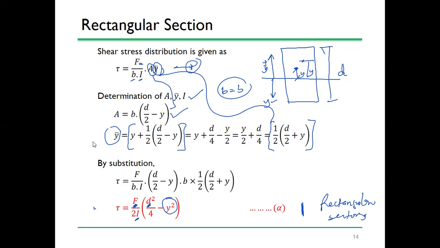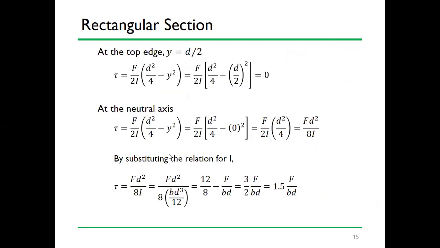So I hope you have noted the formula. Let's proceed. We just want to do some substitution. At the top edge, this is the rectangular section, y is equal to d over 2, because this is d over 2. This is also d over 2 for rectangular sections. So when we substitute d over 2 into this formula, we'll get 0. It means that the shear stress at the top is 0.